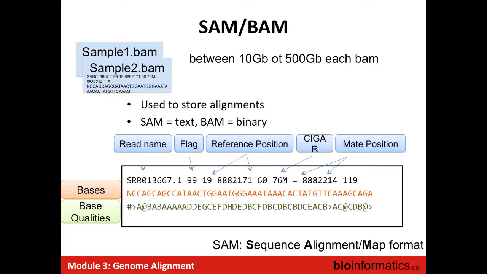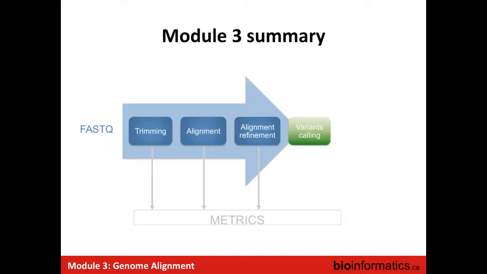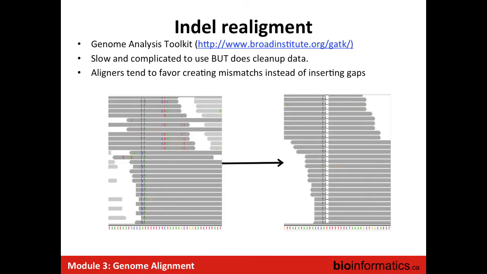So you have done your alignment. That's good, but there's no perfect aligner. The best ones are good, but they are not perfect. So, as we did with the FASTQ, we need to refine our file, take this alignment and try to get a better alignment. The first thing we need to do is indel realignment.